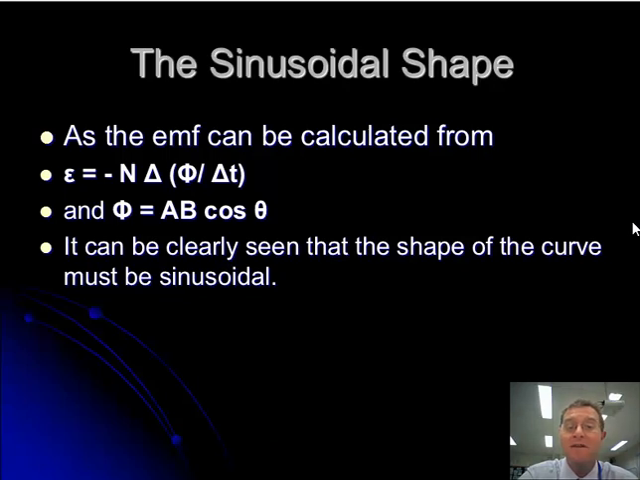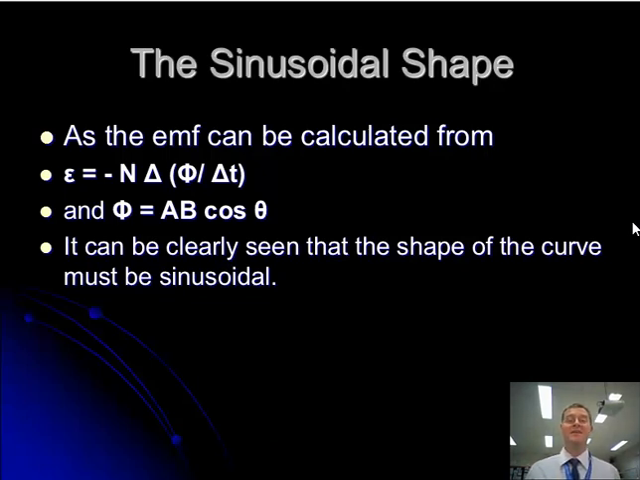Now, the EMF can be calculated from Faraday's law. We also know that the magnetic flux is equal to the area multiplied by the magnetic field strength times cosine theta, the angle between the area and the magnetic field. If we look at this more closely, it's very clear that because of that cosine theta, the shape of the curve is going to have to be sinusoidal. That's the driving feature. So the angle of the coil determines the EMF which is being produced, and in turn the current.